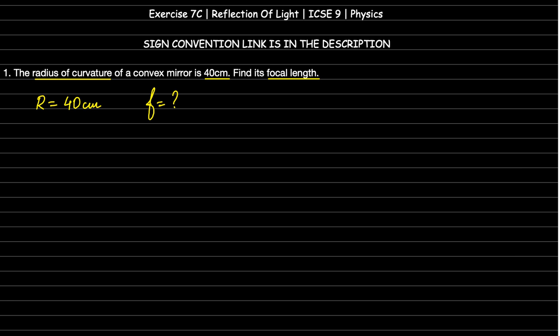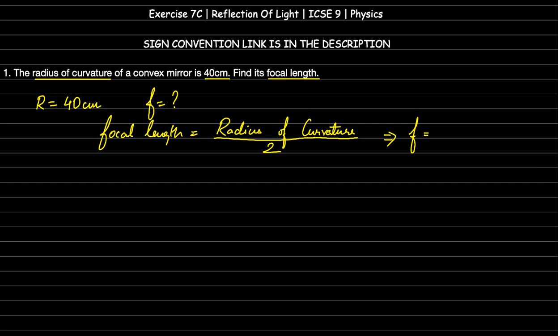So radius of curvature is twice the focal length. So we can write focal length is equal to radius of curvature divided by 2. This formula we call as F is equal to R divided by 2.